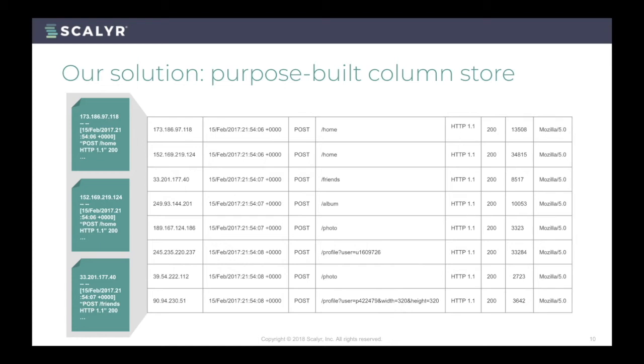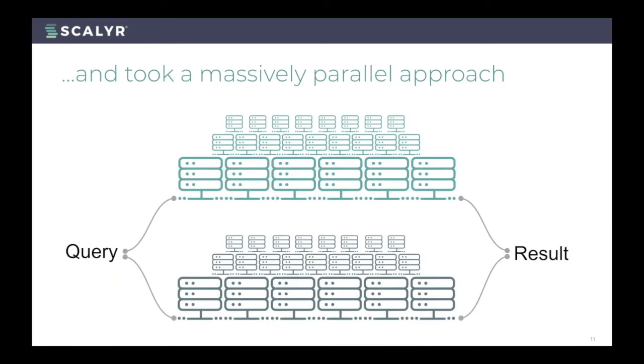Log data in particular can be messy, and one of the great things about Scalyr is that you do not need to define your schema in advance. The structure we're looking at here does offer better performance, but we do also support free text search, including regular expressions. So this is one part of our architecture, and this is combined with a massively parallel search solution.